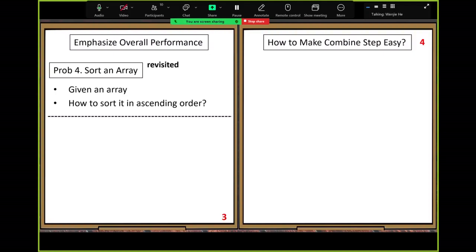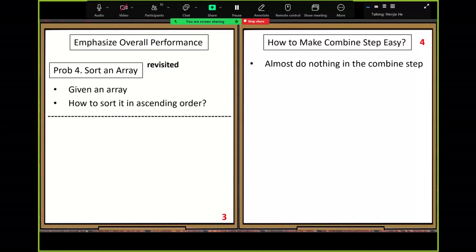Here the idea is not very hard, pretty simple, but very smart. Imagine you can do almost nothing in the combine step. You have two ordered arrays. You put them together without doing any comparison, and you get a whole ordered array. Can you imagine that situation?